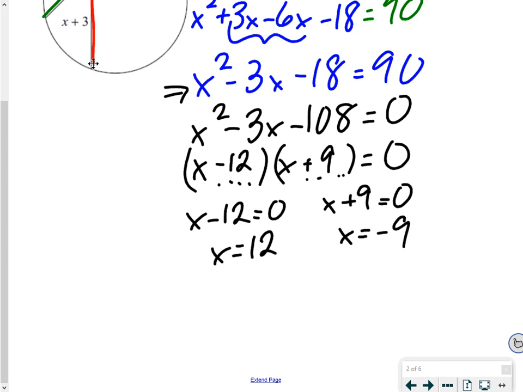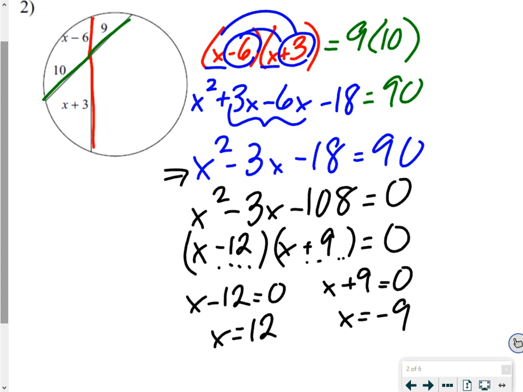In the context of the problem, if we look back up, what we've got to decide is whether we can plug these values in. If we plug in 12, we get 15 here, and for the upper part of that chord we get 6. That works, we can have lengths of that measure. If we plug in negative 9, we get negative 6 here, and that distance can't be negative 6. So negative 9 will not work, and 12 is our only solution.